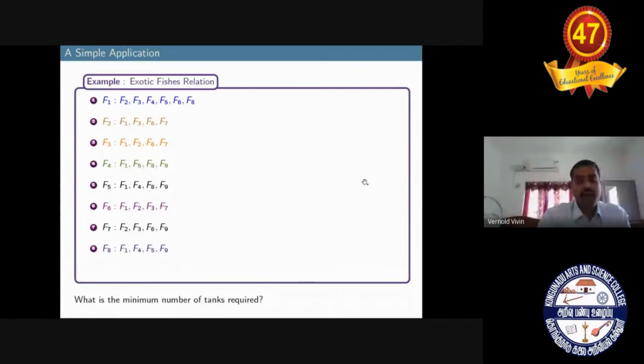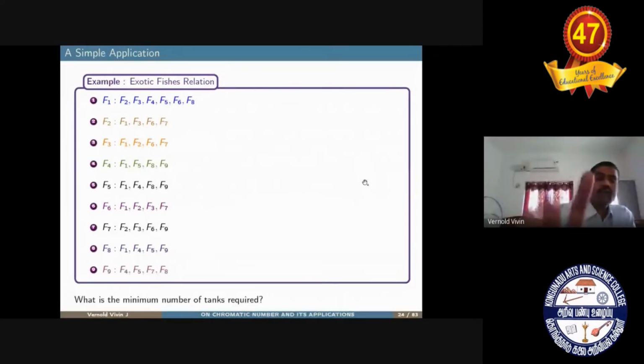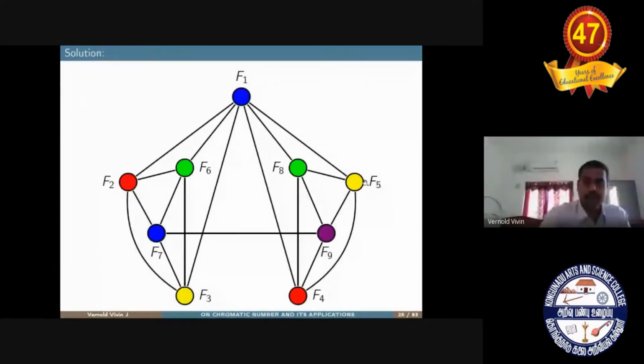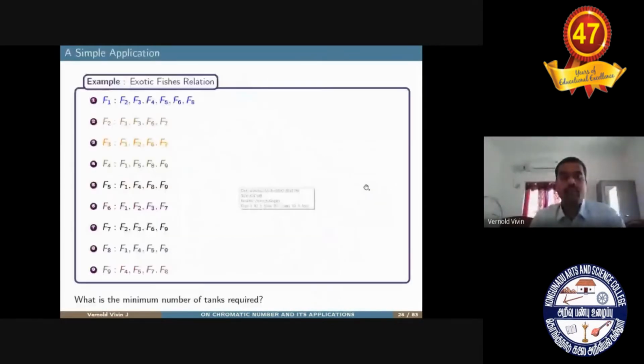So here I go for the graph. From the condition given, fish 1 cannot be placed with fish 2. So we are having an edge, a common edge, or fish 1 and fish 2 are adjacent because they should be placed in a different tank. Similarly, from this relation, we are forming a graph. Fish 1 will be connected to fish 2, fish 3, fish 4, fish 5, fish 6, fish 8.